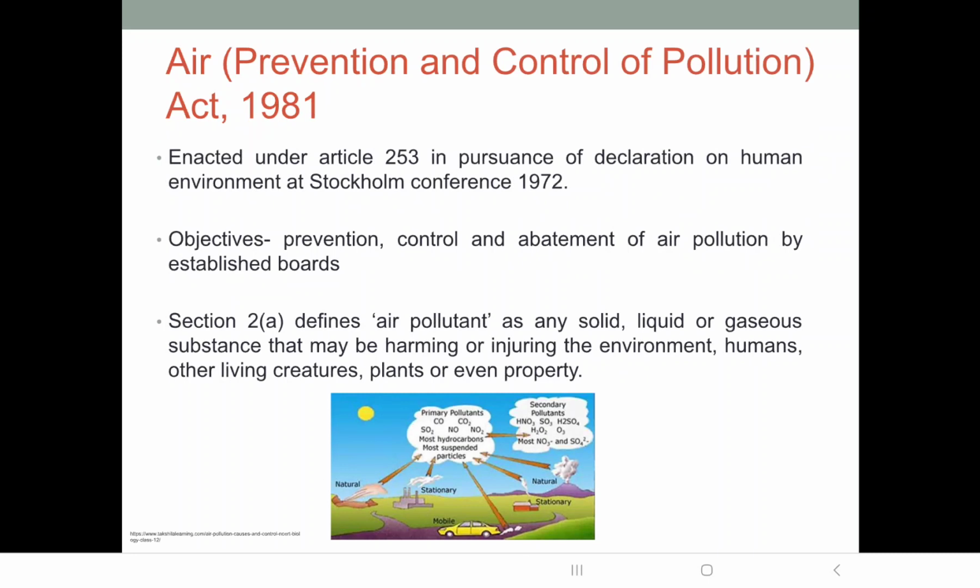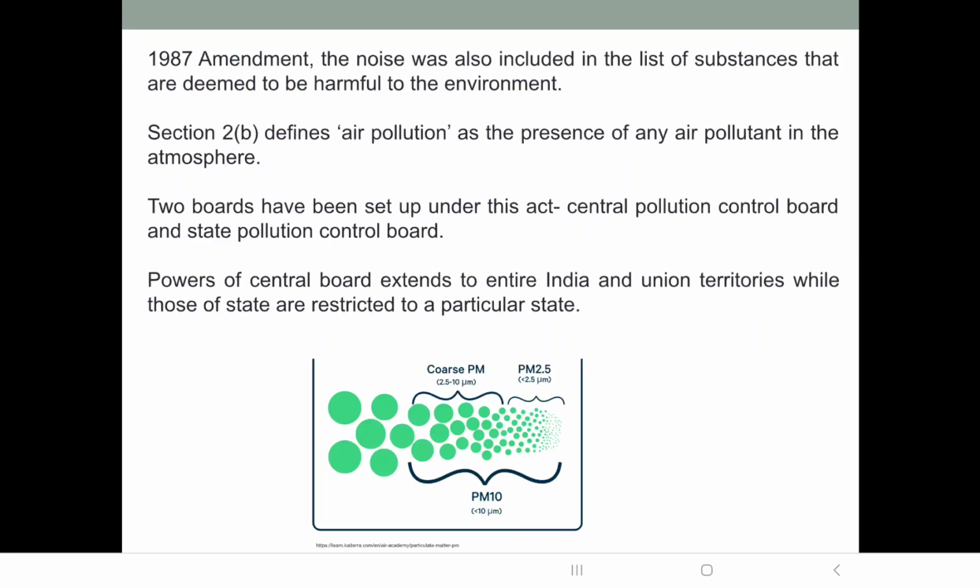Very, very important. It has defined air pollutant. First of all, what is the meaning of an air pollutant? It has defined. Then what is air pollution, also it has defined. So the presence of pollutant, and what is pollution, also it has defined. Very important, the Air Act in 1987 was amended to include noise pollution also. So noise pollution is dealt with by the Air Act.